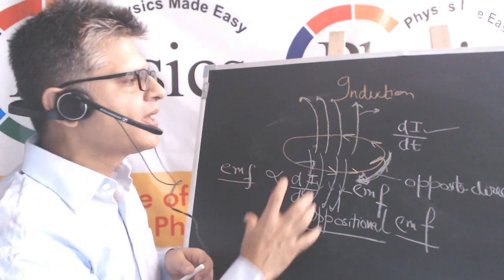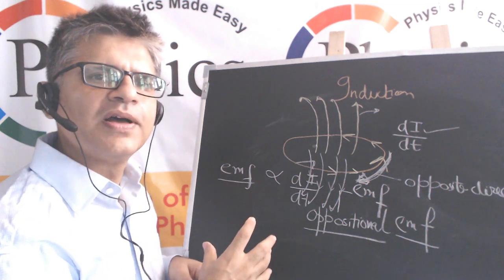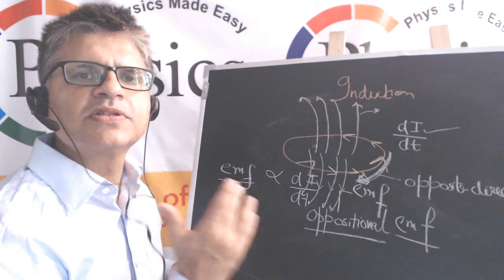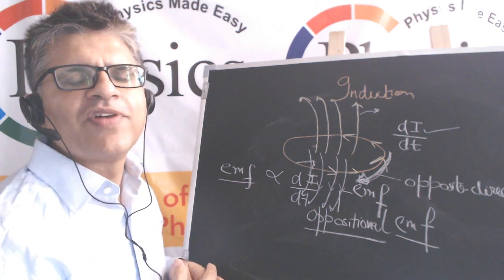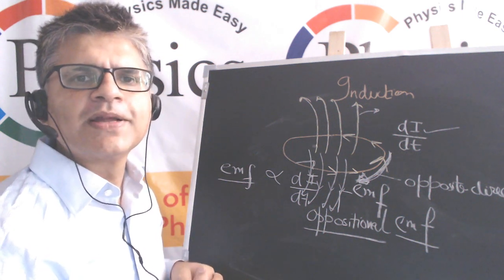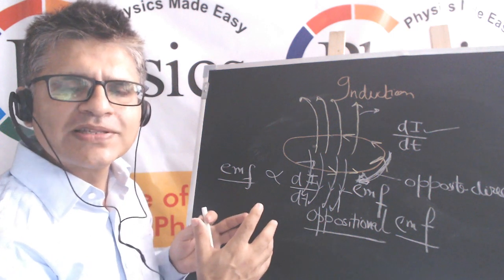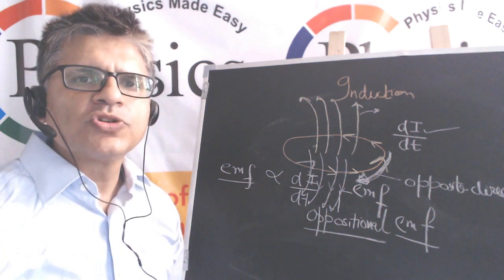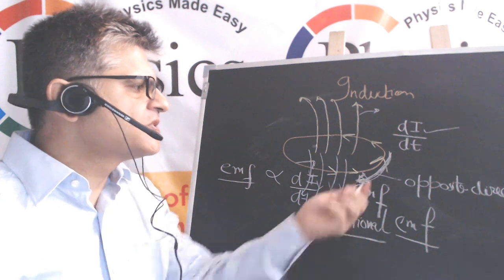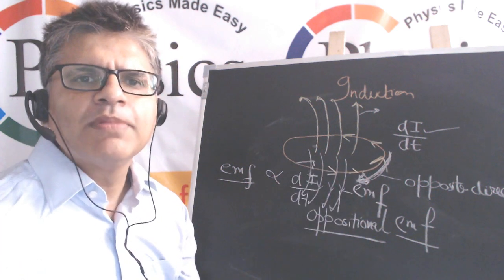So this is the way the concept of electromagnetic induction works, and this is what is Faraday's law of electromagnetic induction and Lenz's law combined together. So you must understand the oppositional nature of the current and the EMF that gets produced.